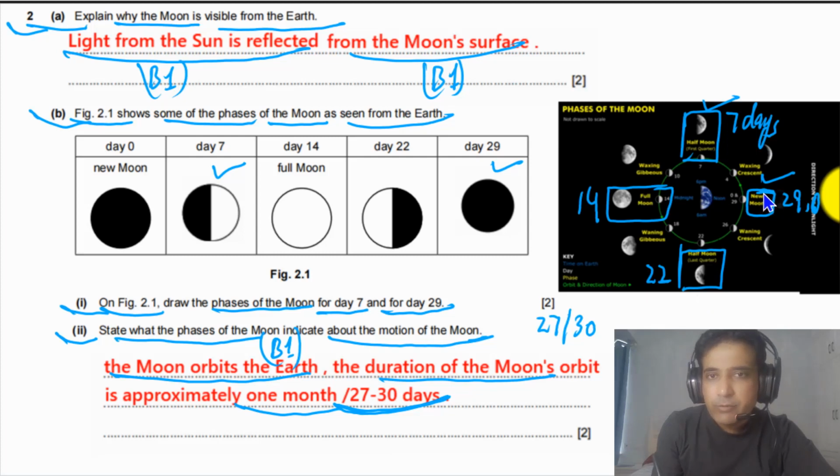So you can see from here we have the new moon. So then you complete this one cycle in about 27 to 30 days. So if you write on these 2 points, you will get 2 B marks. So this will be the second B mark. So this is how you will get 2 marks.